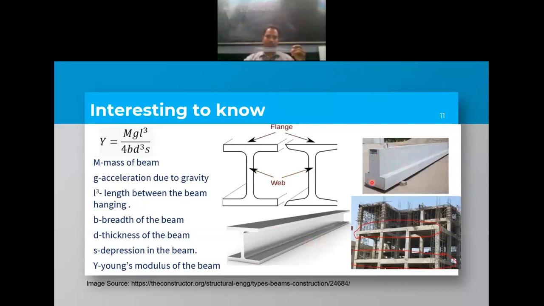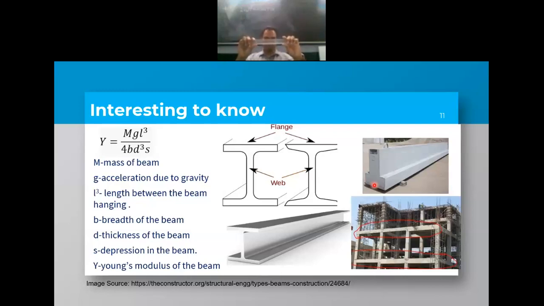This is very interesting to know. Have you ever thought of why the thickness of the beam is always greater than the breadth? And sometimes the beam is made like a T-shaped beam. If you see this, the thickness is greater than the breadth. Also, sometimes you see an I-shaped girder, for example in the train track, which is made in an I-shaped girder. Sometimes this is made in the form of a T shape.